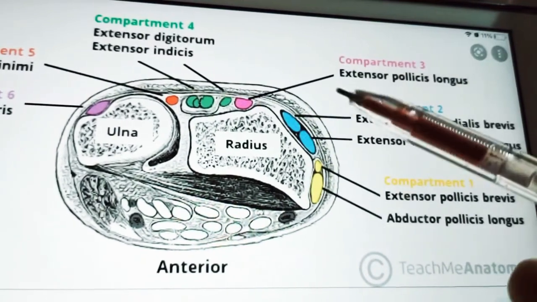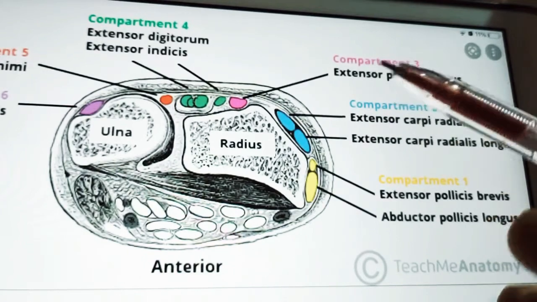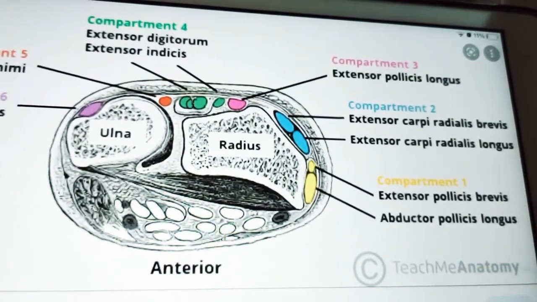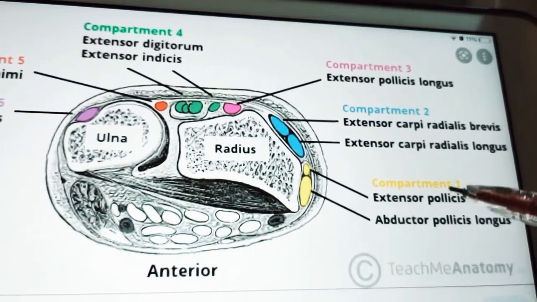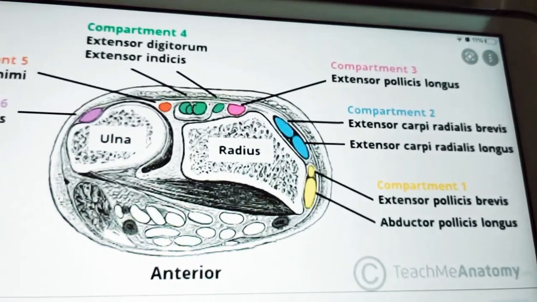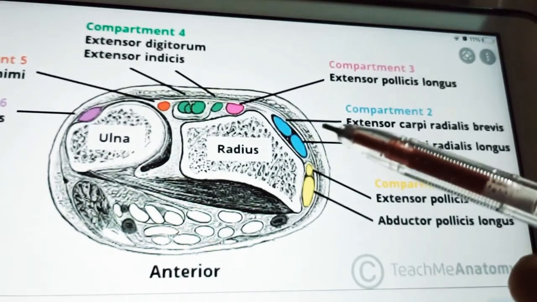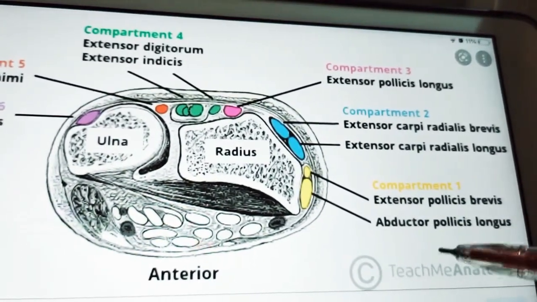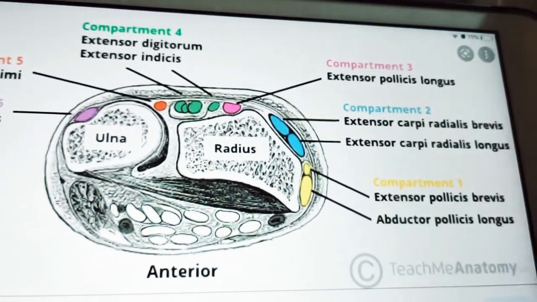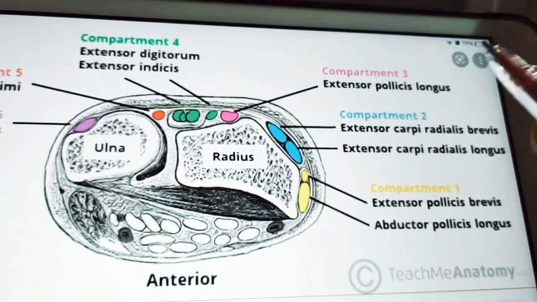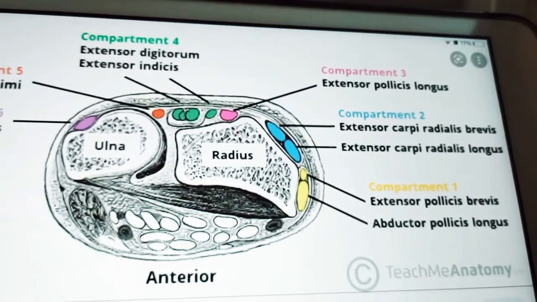Next, go to compartment 3. In compartment 3 you have only one muscle, the extensor pollicis longus. If you remember, extensor pollicis longus, extensor pollicis brevis and abductor pollicis longus are all deep muscles of the forearm, and all take part in the anatomical snuff box, right? But while extensor pollicis brevis and abductor pollicis longus are in compartment 1, a special compartment is given to extensor pollicis longus. You can remember it like this: as it is long, they gave it a separate compartment, okay?